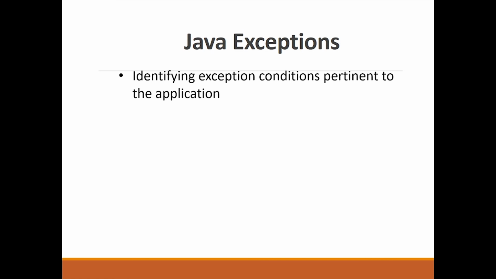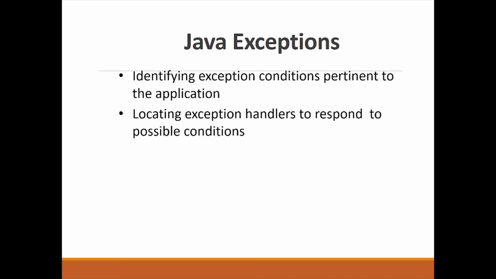The exception handling mechanism used in Java involves the following. First, identify the exception condition pertinent to the application. Next, we have locating exception handlers to respond to possible conditions and monitor when such conditions occur. So this is part of what exception handling does.